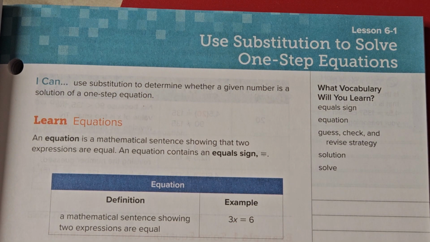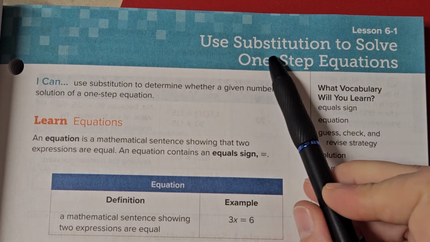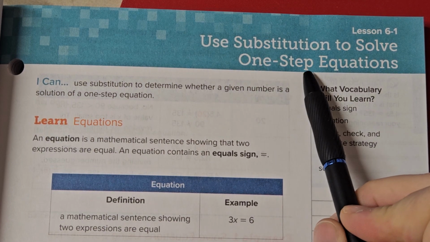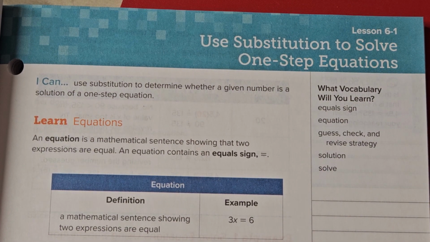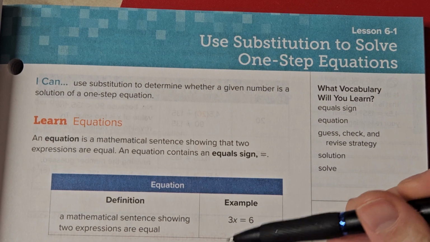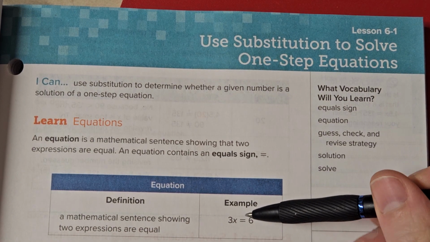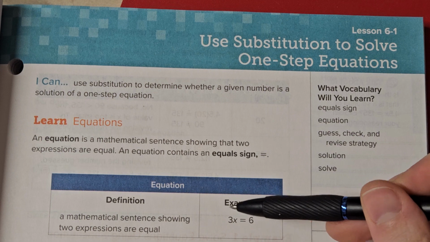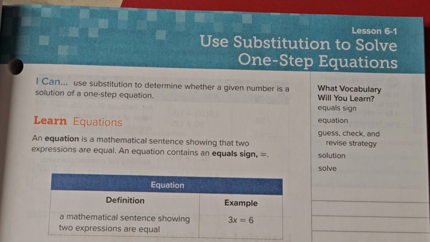Good morning. Lesson 6-1. We're going to use the substitution method to solve one-step equations. A one-step equation is an equation, and remember an equation has an equal sign, where there's one step happening. This is 3 times x. That's just one thing.